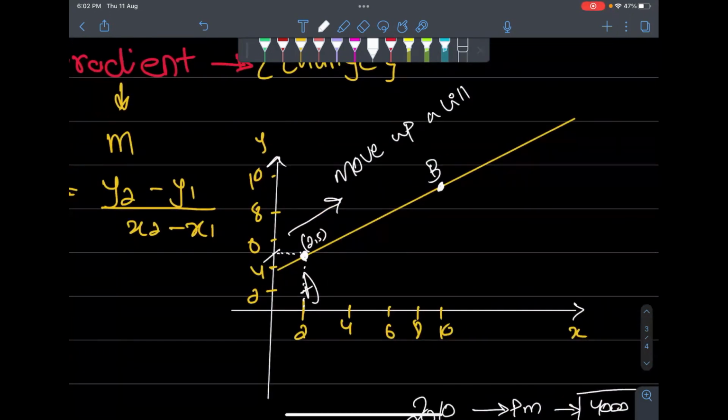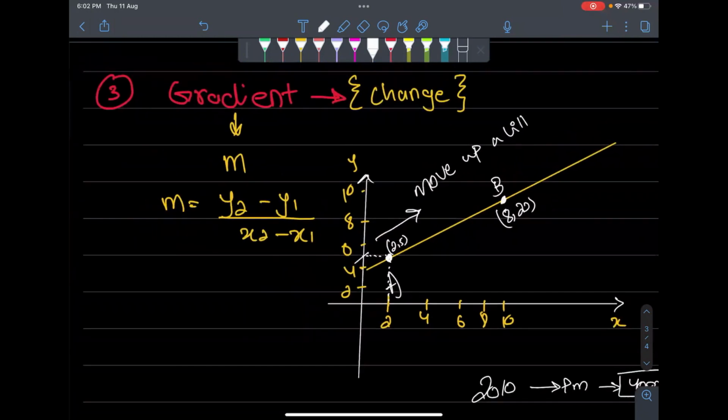Over here, we do not have rupees, we do not have money, we do not have pocket money. What we have is X and Y. So let's say this was (8, 20). Now I want to know what is the gradient of this. So let's first apply the formula and then we'll talk about the concept.